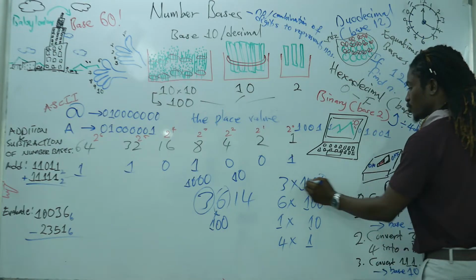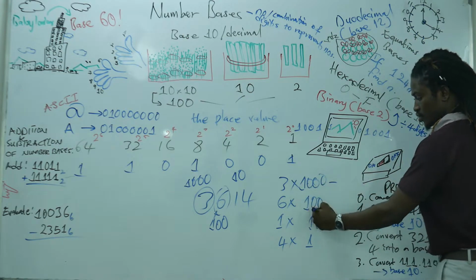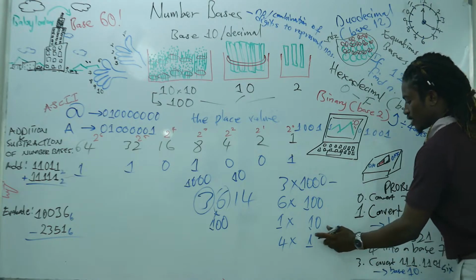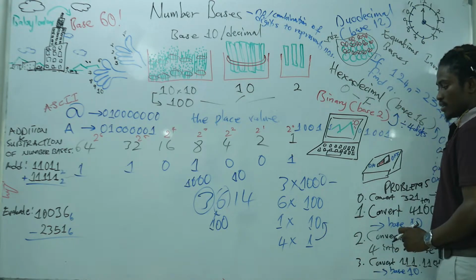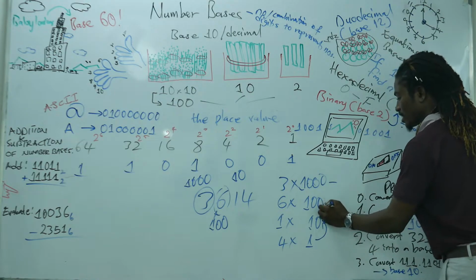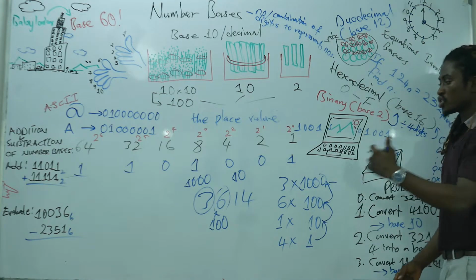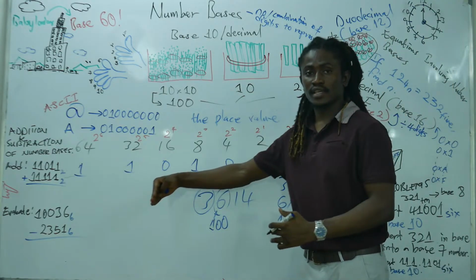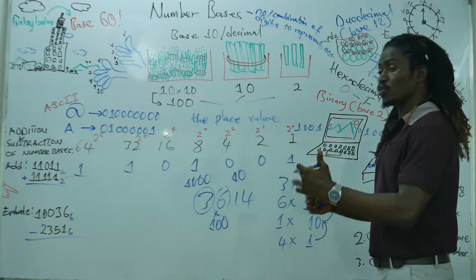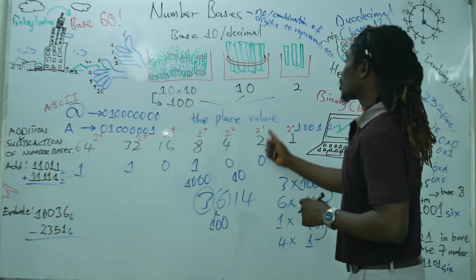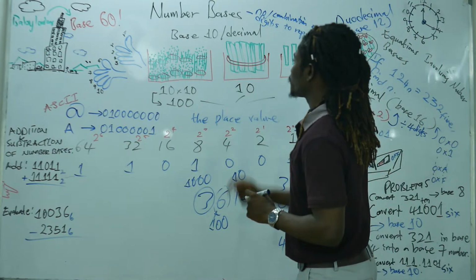So let's focus on these factors of 10. 1 multiplied by 10 is 10, 10 multiplied by 10 is 100, and 100 multiplied by 10 is 1,000. Each time we move a place, we are counting in bundles of 10, increasing in bundles of 10. So that's what we do for base 10.